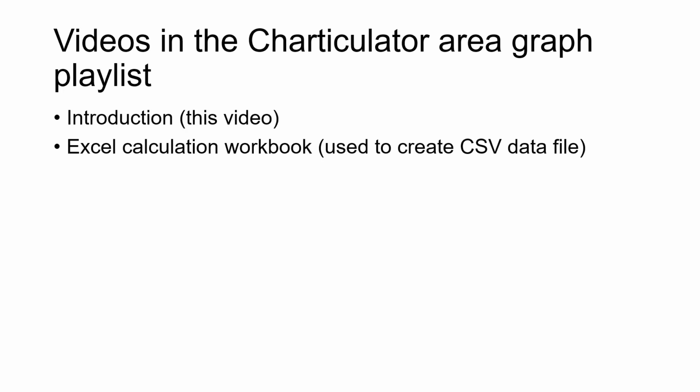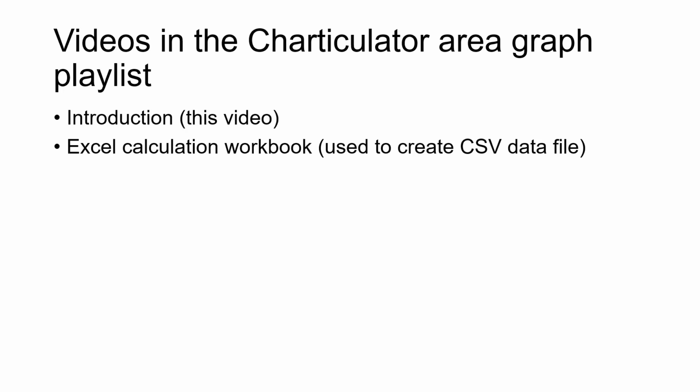There are 6 videos in this playlist, and I broke it up into these videos to make it easier to follow along. The first video is the one you're watching right now, which is the introduction video that gives you context for area graphs and the steps we're going to go through. The next video is the Excel calculation workbook and how you use it to create the data file, the CSV data file you will need to use in Charticulator.